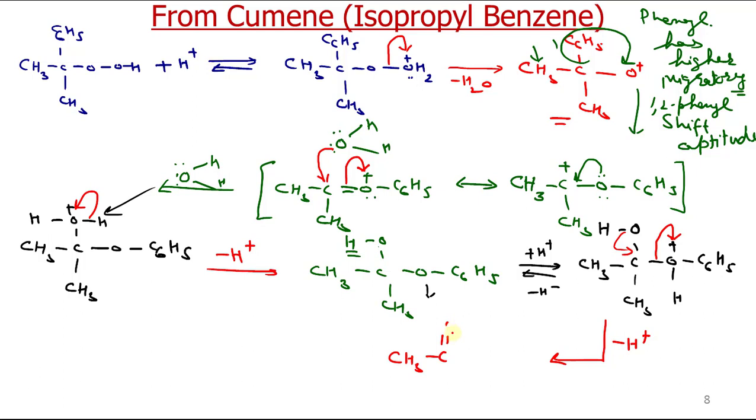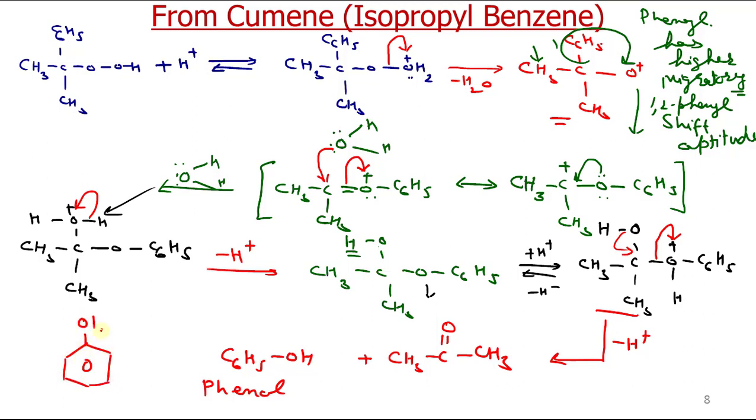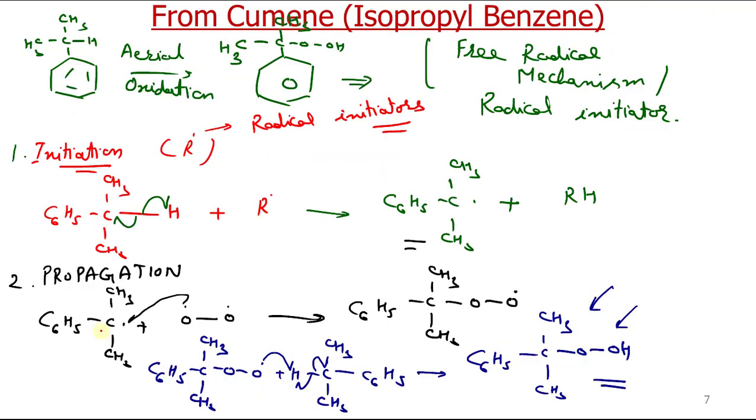CH3 C double bond O CH3, this bond breaks, plus our product C6H5OH, or phenol, that we have to produce. So this is the industrial process for synthesis of phenol. It is actually quite easy, just a combination of 2-3 steps.